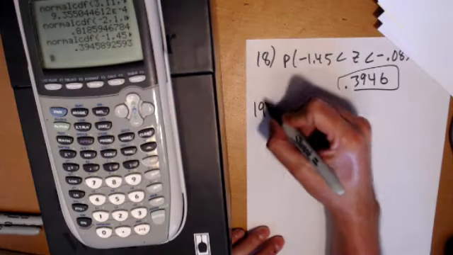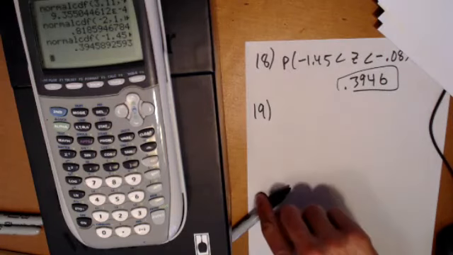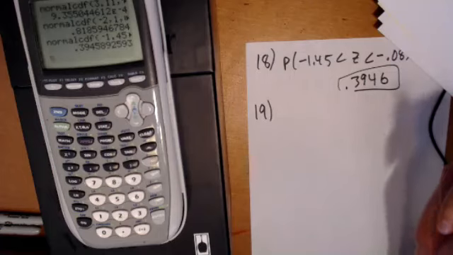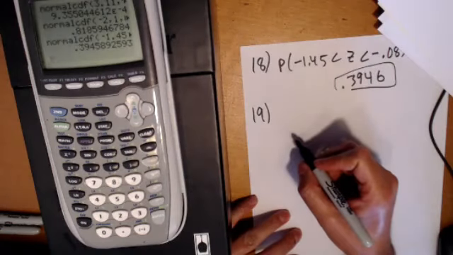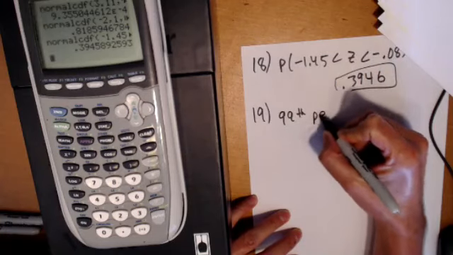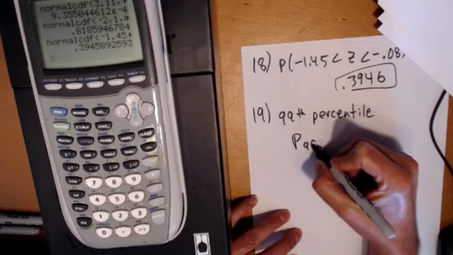Okay, number 19, the never-ending statistics video. Okay, so now they want us to play the game backwards. So if you're playing the game backwards in math, it's called inverse. So in number 19, they talk about the 99th percentile, and we write that as P sub 99.